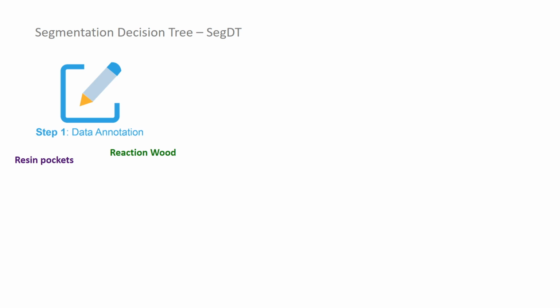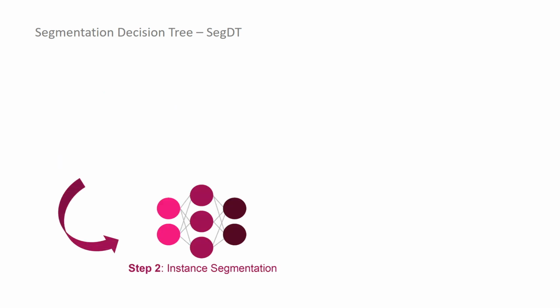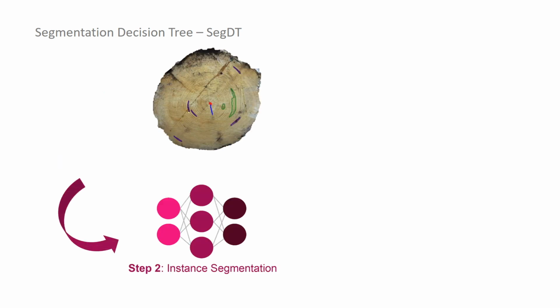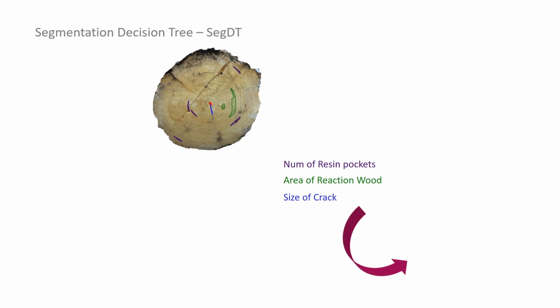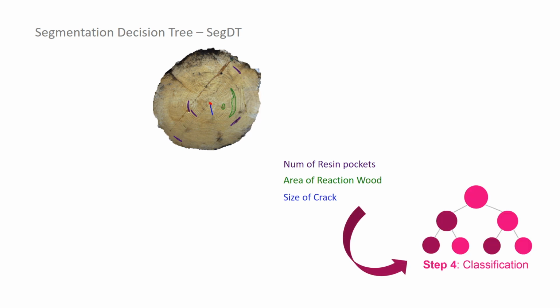To address this, we developed a segmentation decision tree, or SegDT model. First, we annotated features in each image, for example resin pockets, reaction wood, and cracks, and trained a YOLO instance segmentation model to detect them. Using segmentation masks, we calculated numerical features, for example the number of resin pockets, the reaction wood area, or the crack size, to compare with Swiss trading standards or train a classification model. This approach achieves 80% accuracy similar to CNNs.